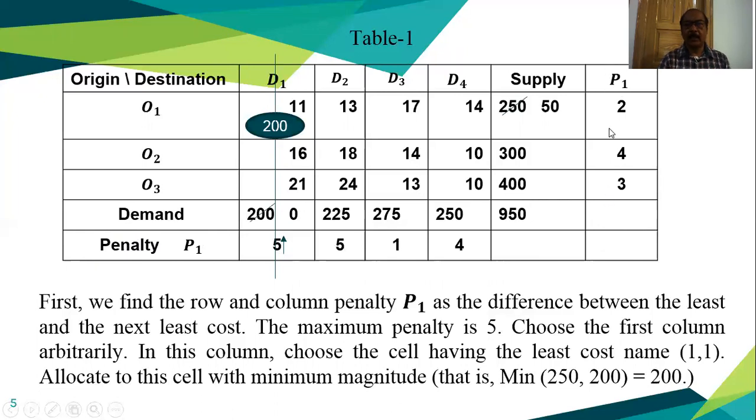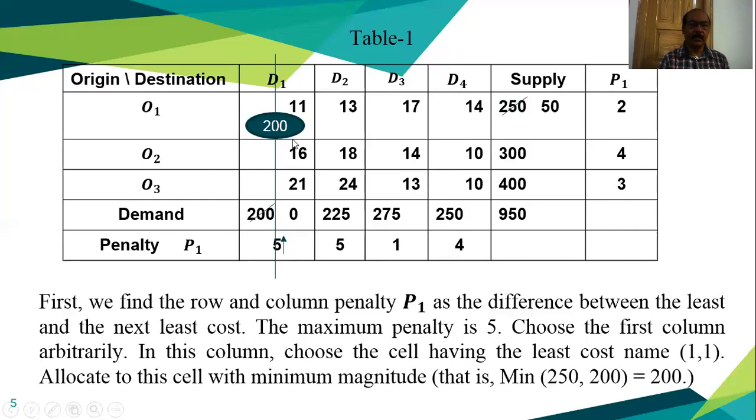How to calculate the penalty? We already learned: the difference between the minimum and next minimum. So in this case, minimum is 11 and next minimum is 13. Difference is 2, so put it here. In this case, minimum is 10 and next minimum is 14, so difference is 4. In this case, minimum is 10 and next minimum is 13, difference is 3. So these 3 are our row penalties.